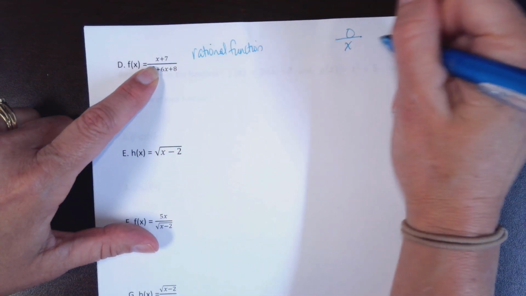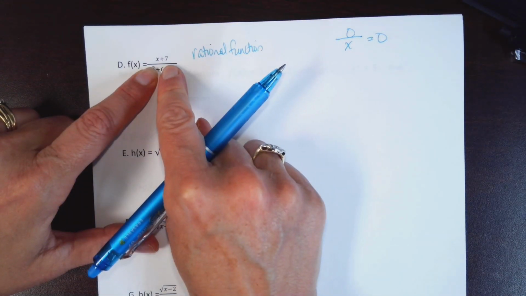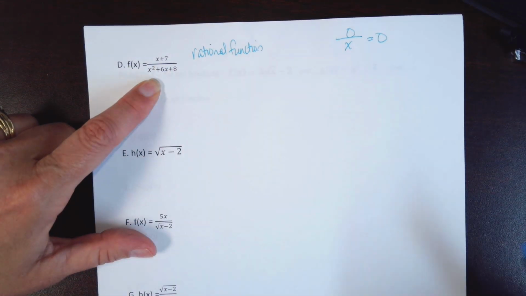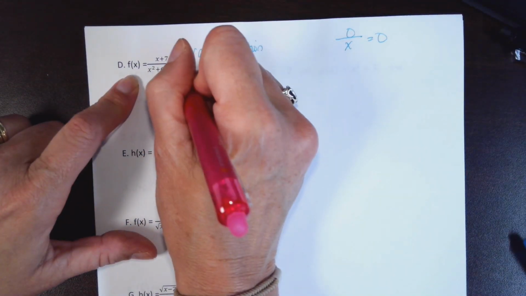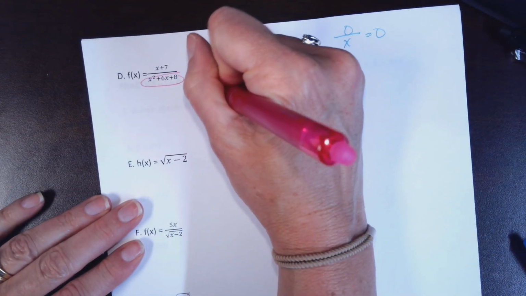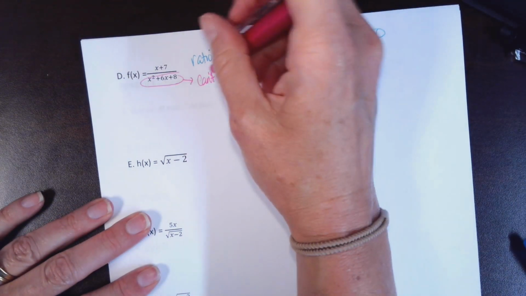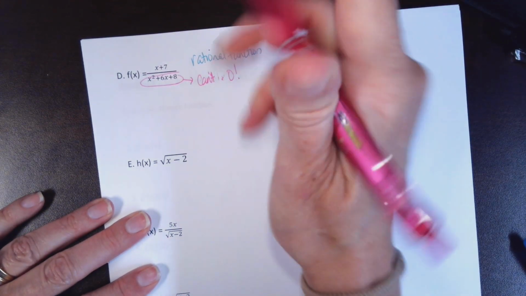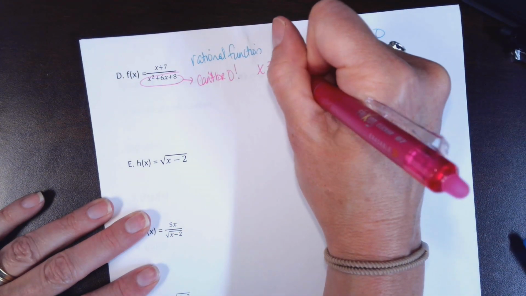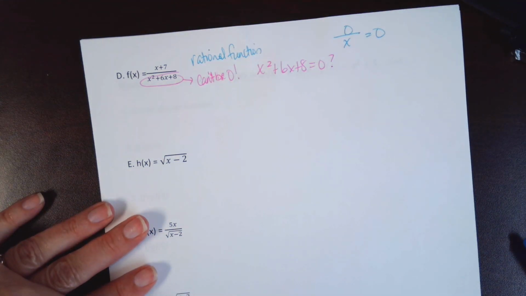0 over anything is just 0. So this numerator can be anything it wants to be. Doesn't matter. What I'm interested in is this denominator. My denominator can't be 0 because division by 0 is undefined. So I need to figure out what would cause that denominator to be 0. So I've got x squared plus 6x plus 8. What's going to make that 0? I need to kick that out.